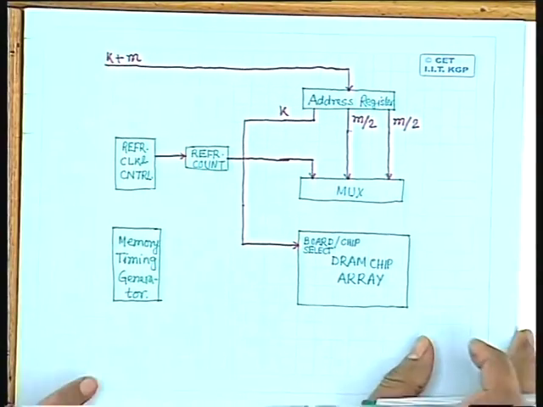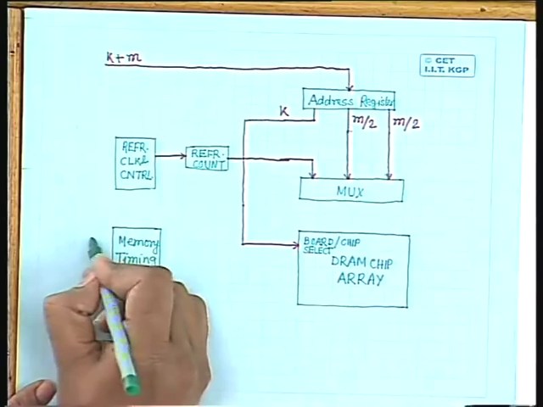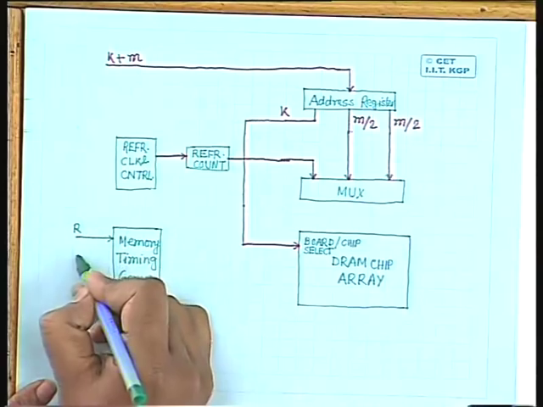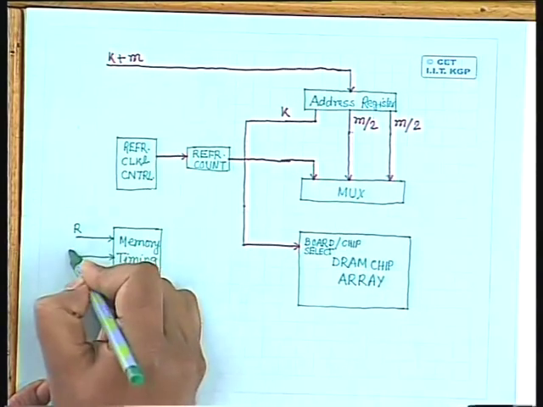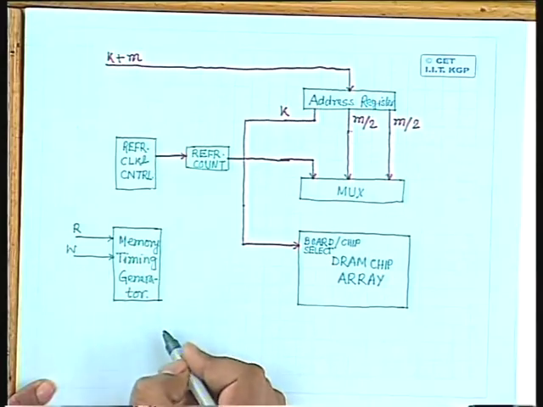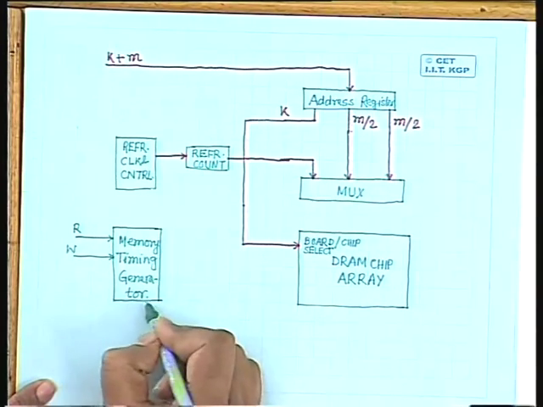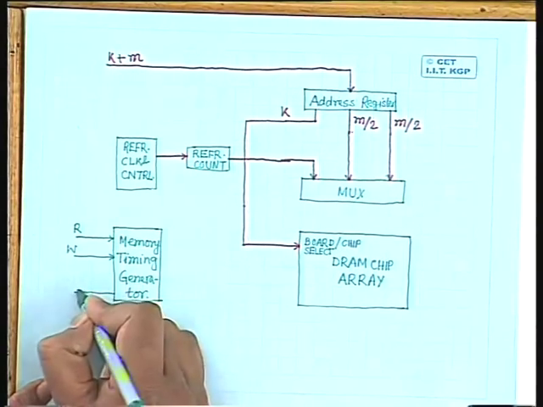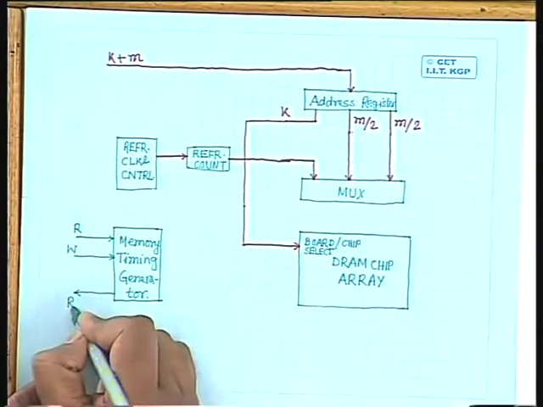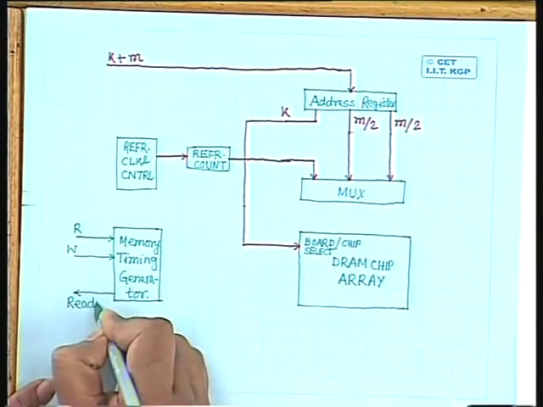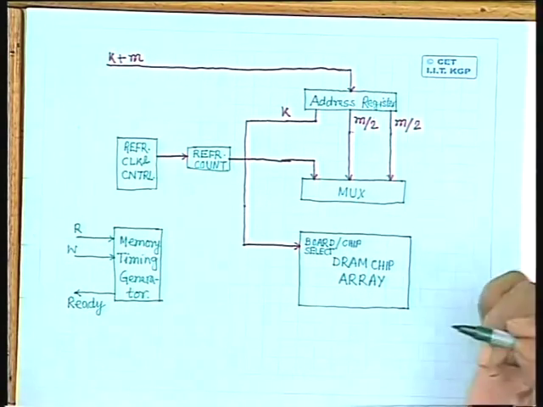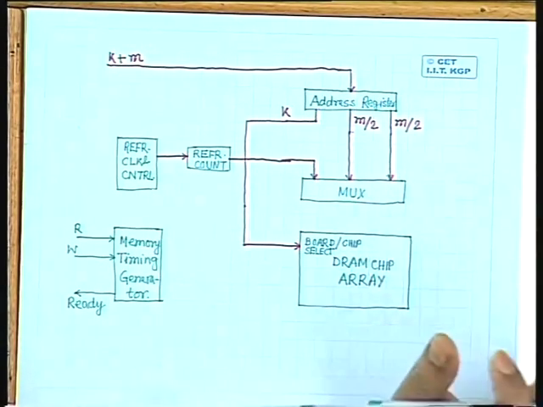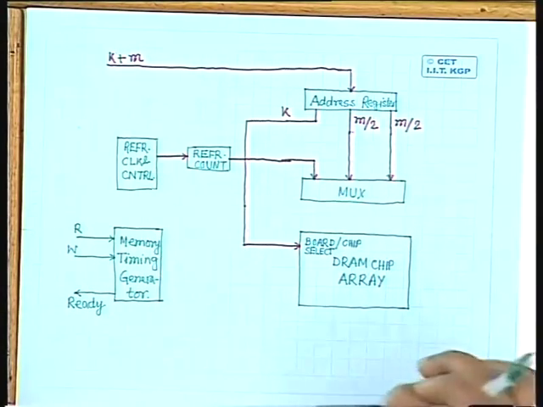It is this memory timing generator which will accept the request of read from the CPU, and also the request of write from the CPU. It is the responsibility of this memory timing generator to give out a signal called ready to the CPU, because unlike in the case of static RAM, where if you give the address followed by a read or write operation, the memory is ready for reading the data of that particular location or writing the data to that particular location.